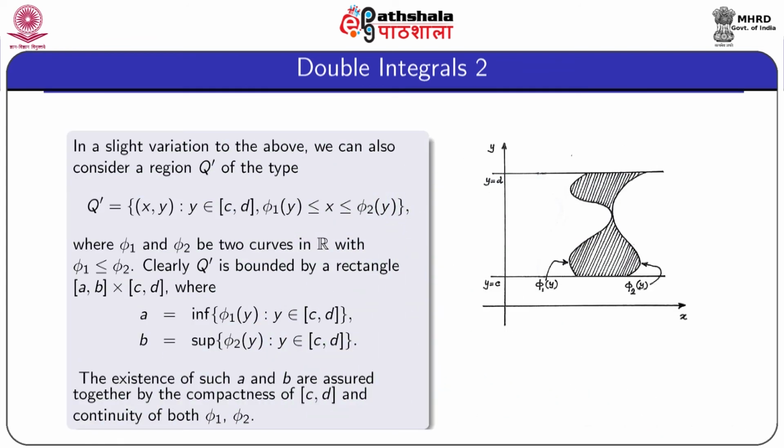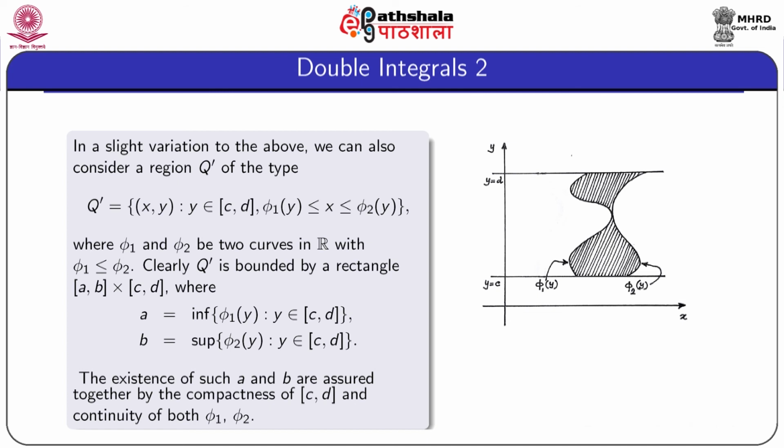Next, in a slight variation to the above, we can also consider a region Q dash of the type Q dash equal to {(x,y) : y is in [C,D] and phi 1 of y less or equal to x less or equal to phi 2 of y}, where phi 1 and phi 2 are two curves in R with phi 1 less or equal to phi 2.